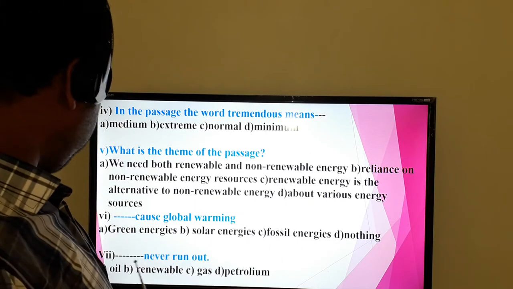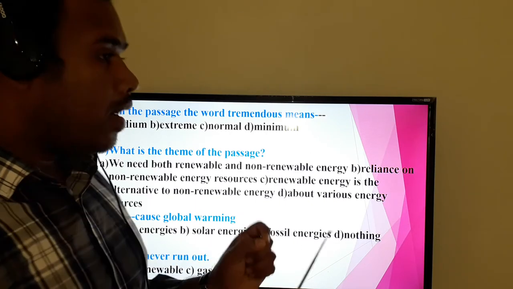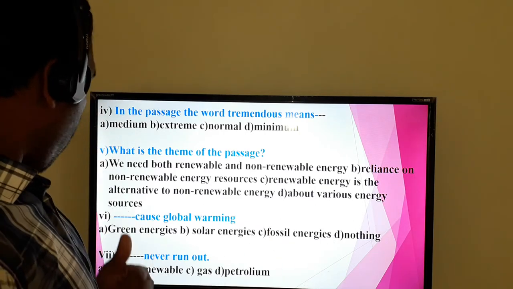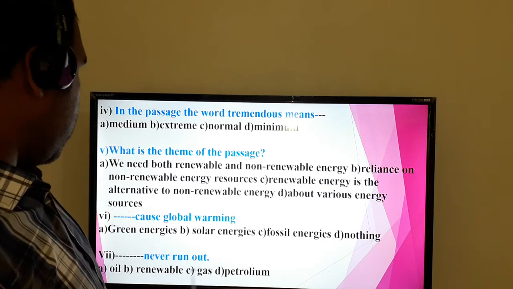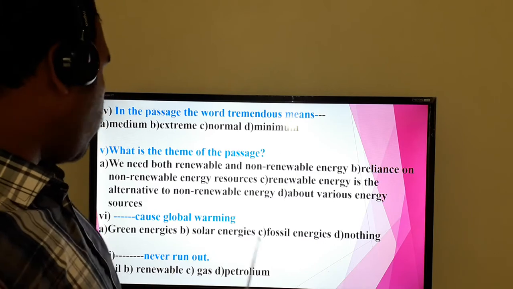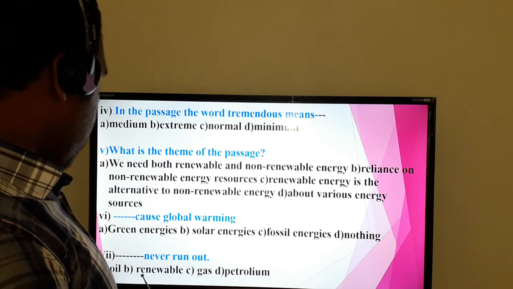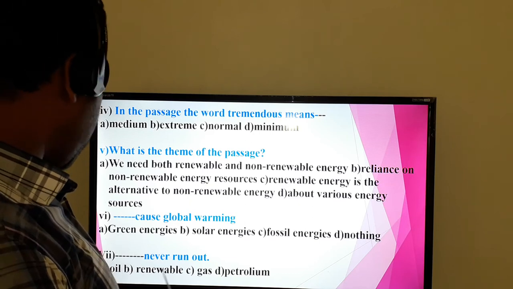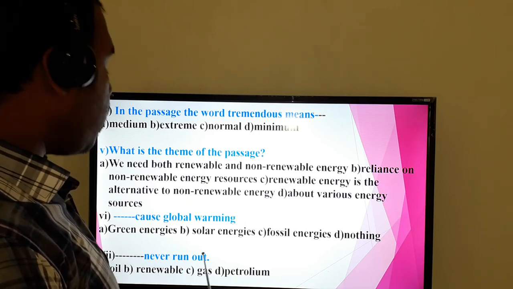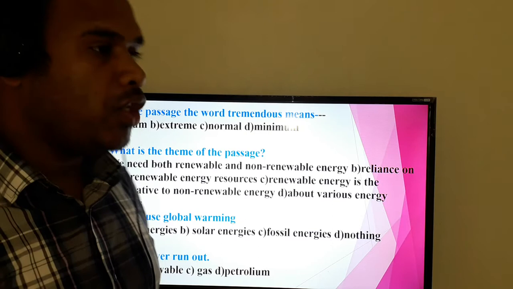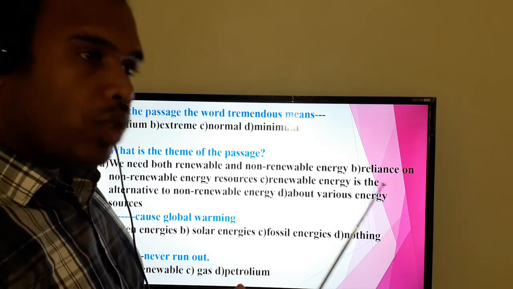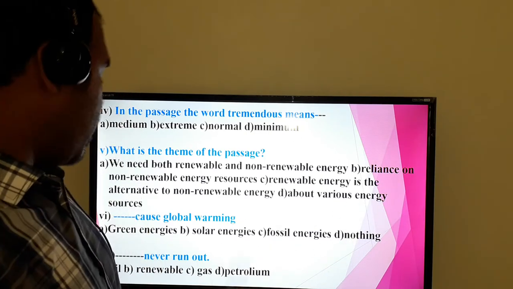And lastly, number 7, dash never runs out. Try to understand. Oil, renewable, gas, or petroleum? What will come to an end and what doesn't come to an end? Definitely renewable energy never runs out. That is, it won't be finished. You can use it again and again.